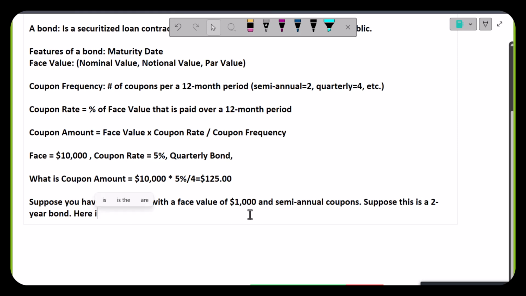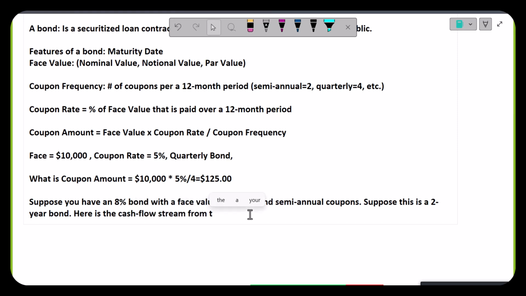Here is the cash flow stream from this bond. In 0.5 years, you will get, what's the coupon amount for this bond? Let's get that first. This is a different bond.